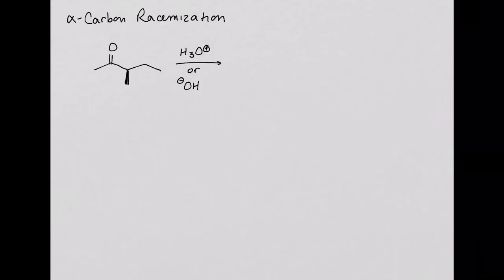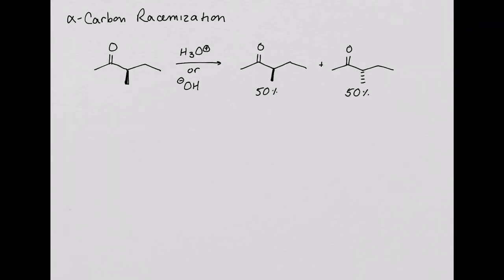For example, let's consider this chiral ketone. If this chiral ketone comes in contact with a small amount of aqueous acid or aqueous base, we will see racemization of the chiral center. In other words, it will be converted to a 50-50 mix of the R and S enantiomers. The reason for this racemization is because in the presence of acid or base, a small amount of the enol form of this ketone is produced.